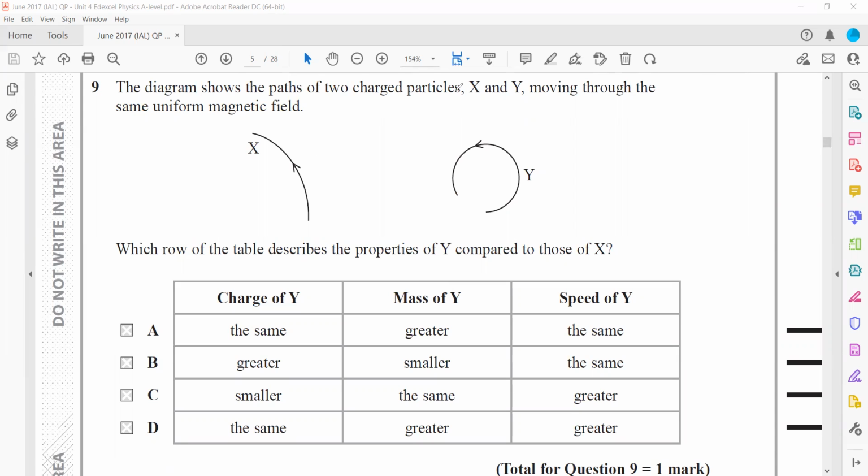The diagram shows 2 particles X and Y moving in the same magnetic field. Look, they're deflecting in the same direction, so their charge should be the same. And if the particle is lighter, it deviates more and the heavy particle deviates less. So when we compare the mass of Y, because Y is deflected more.